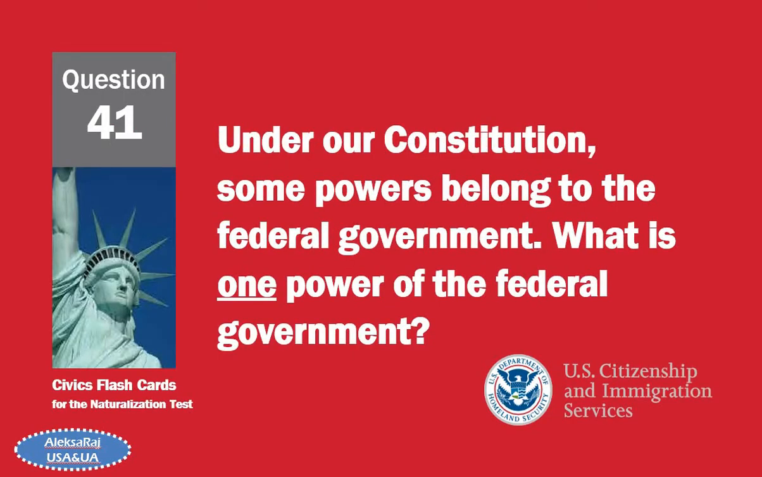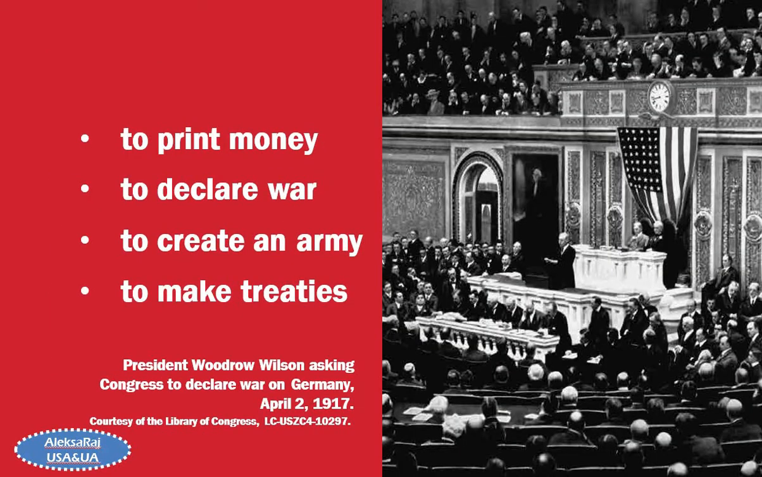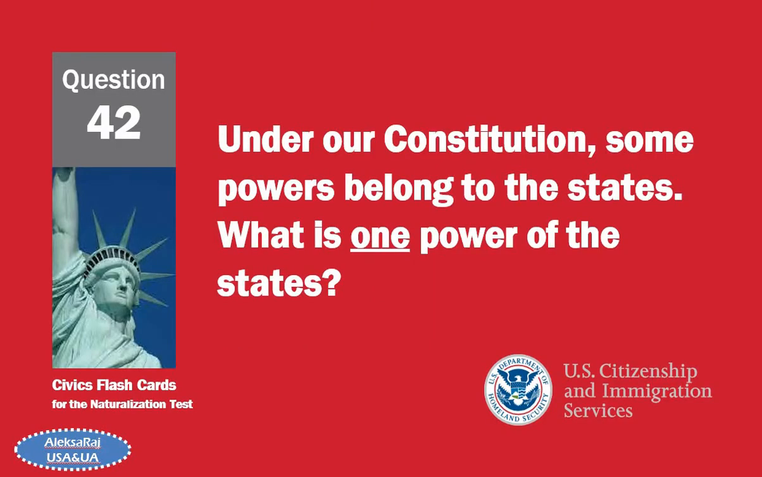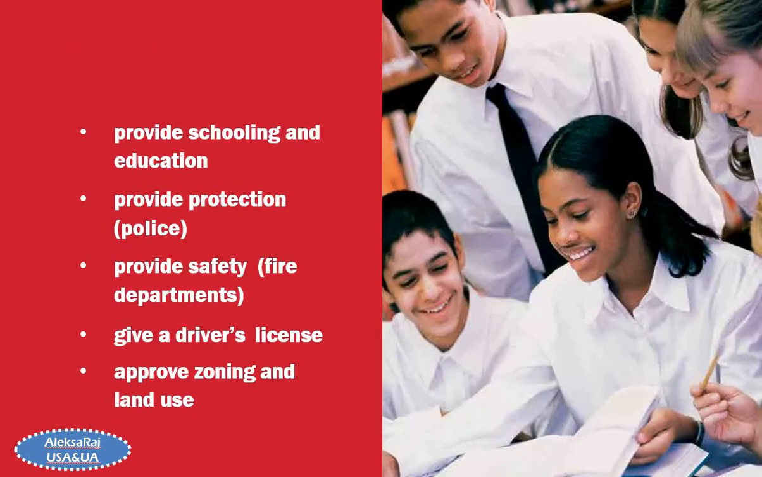Under our Constitution, some powers belong to the federal government. What is one power of the federal government? To print money, to declare war, to create an army, to make treaties. Under the Constitution, some powers belong to the states. What is one power of the states? Provide schooling and education, provide protection (police), provide safety (fire departments), give a driver's license, approve zoning and land use.